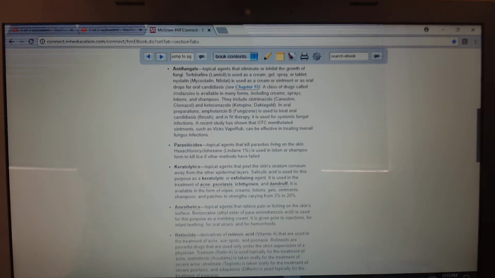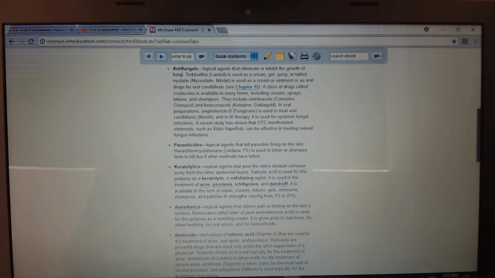Antifungals are topical agents that eliminate or inhibit the growth of fungi. Lamisil, Mycostatin, Nilstat, used as a cream or ointment or as oral drops for oral candidiasis. A class of drugs called imidazoles is available in many forms, including creams, sprays, lotions, and shampoos. They include clotrimazole, Canesten, and miconazole, and ketoconazole, Nizoral, and Dactogold.